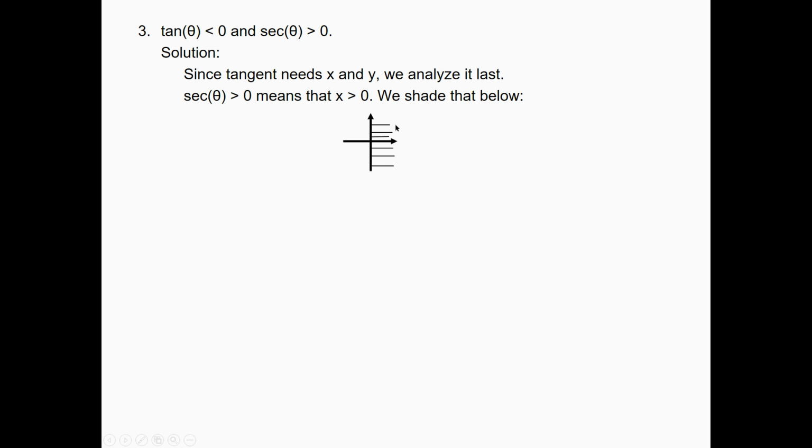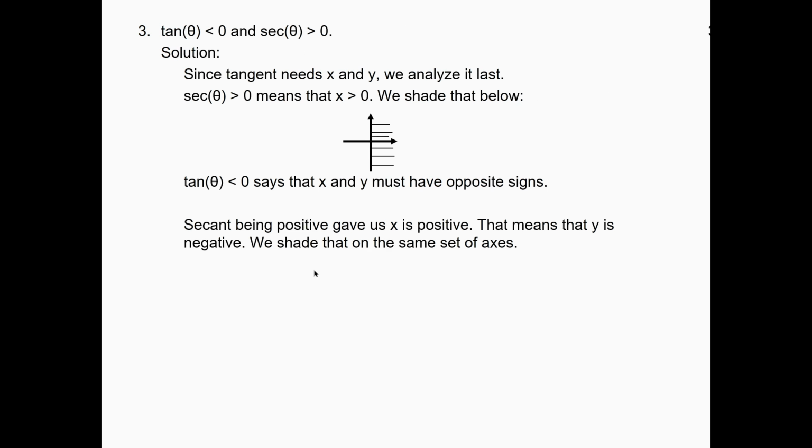So the right of the y-axis. Now, tangent less than 0. So that means x and y have opposite signs. We've already established that x is positive, so y must be negative. So y is negative, below the x-axis. They overlap. Quadrant 4. Got a quadrant 4 angle.